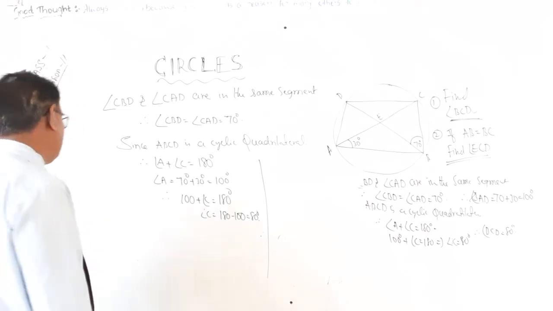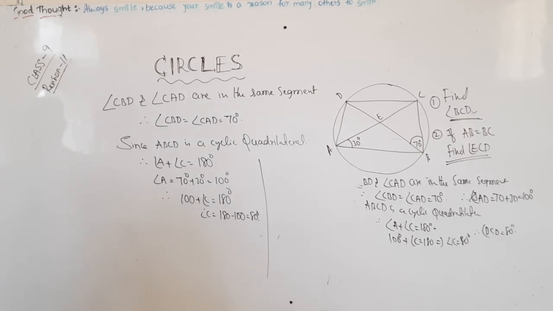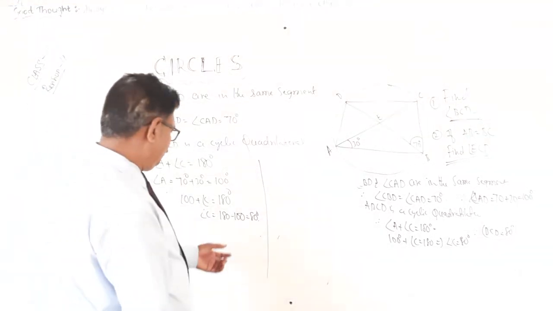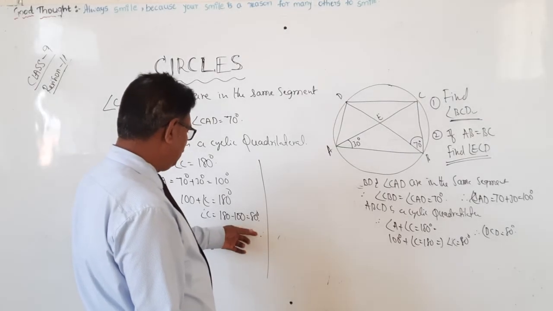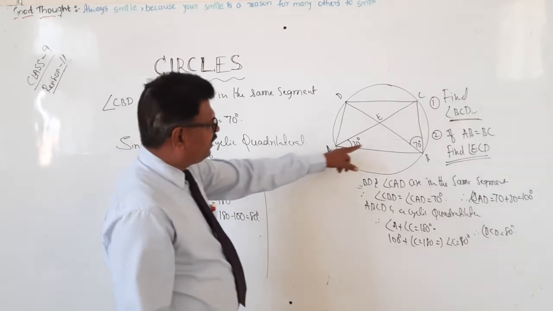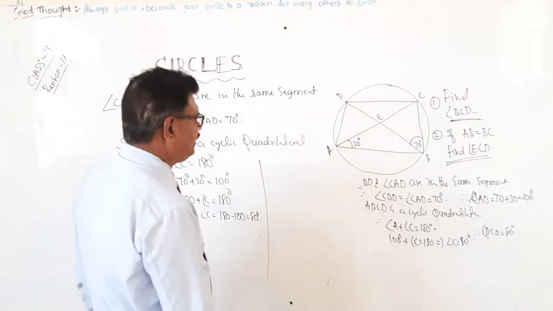Now we should find out angle ECD. We have angle C equal to 80 degrees. Now we should find out ECD. We will find it very easily.